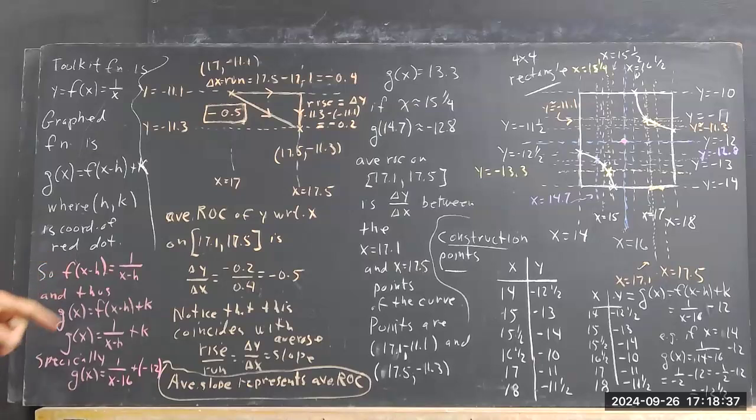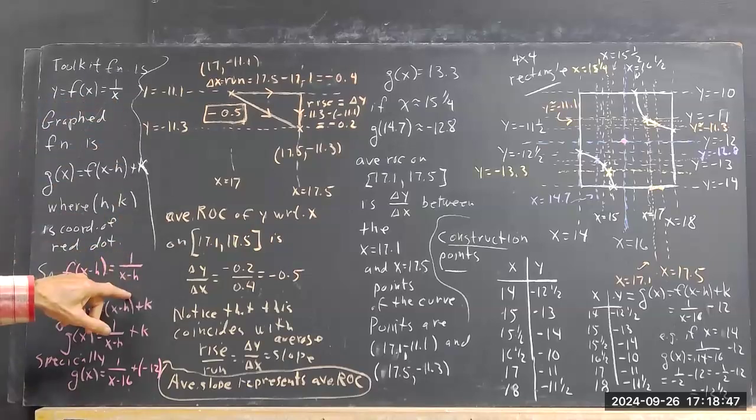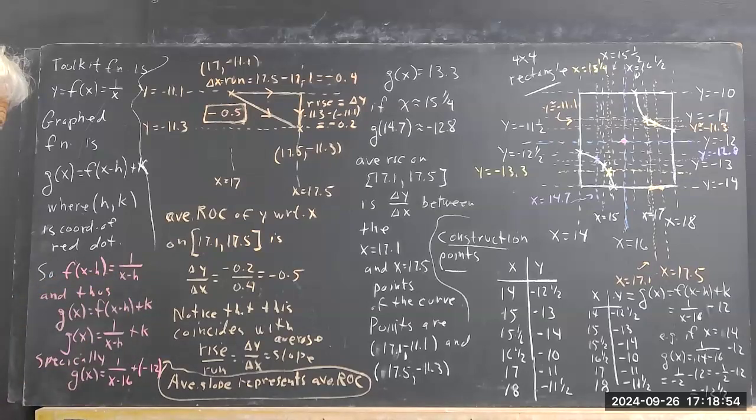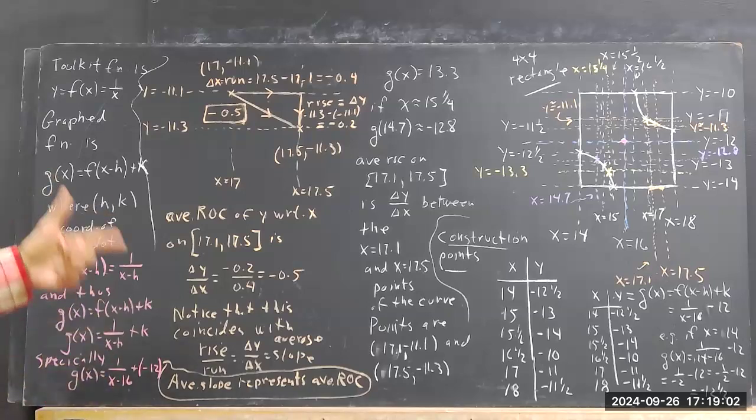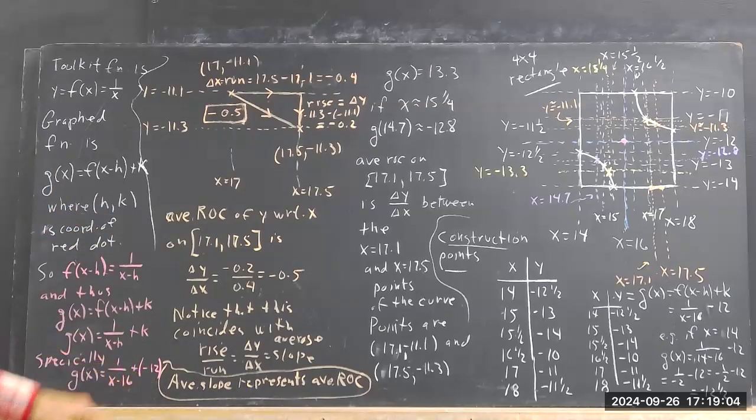So, f of x minus h, of course, is 1 over x minus h. F of x equals 1 over x. If you replace x by x minus h, you have to replace this x by x minus h. This is what you've got. And thus g of x is f of x minus h plus k. In this case, h is 16, so we have x minus 16. K is 12, so we have plus a negative 12.